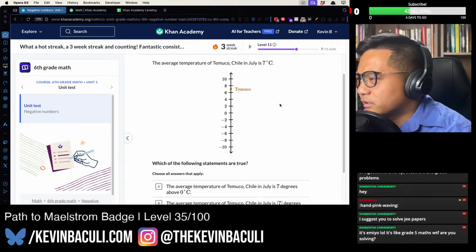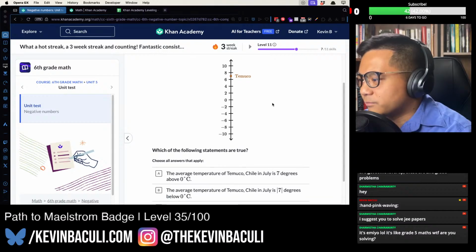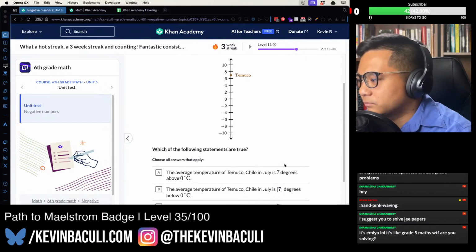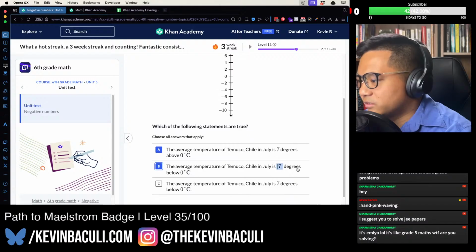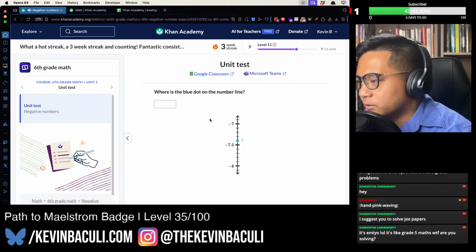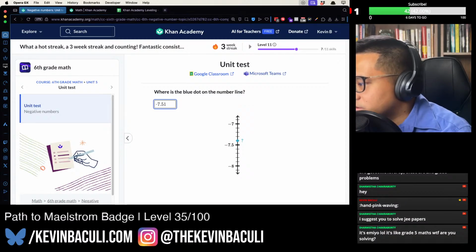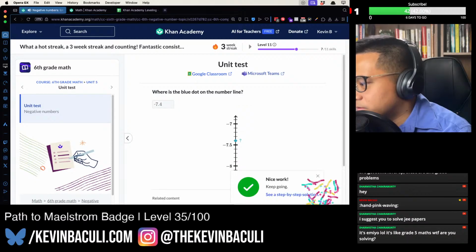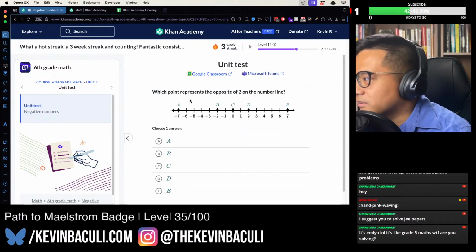The average temperature of Temuco, Chile in July is 7 degrees Celsius. Which of the following statements is true? Yes. Oops. Average temperature. Oh, below 0. Dang. 7 point. Oh, no. It's a blue dot. Yes, 1, 2, 3, 4. Yep. Dang, I'm just sucking. Alright, here we go.